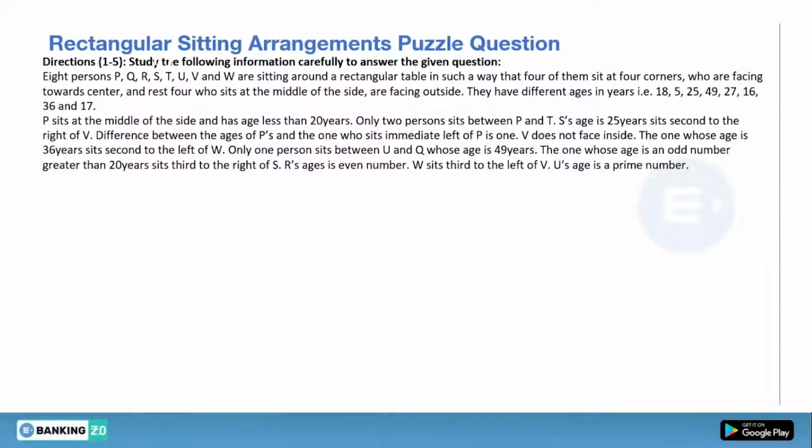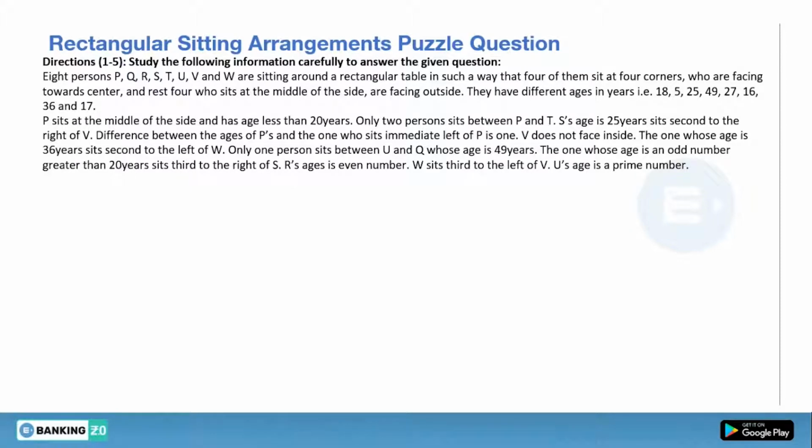Questions number 1 to 5 are based on the rectangular sitting arrangement. So let's start. 8 persons P, Q, R, S, T, U, V, W are sitting around a rectangular table in such a way that 4 of them sit at the corners facing the center, and the rest 4 sit at the middle of the sides facing outside the center. They have different ages: 8, 5, 25, 49, 27, 16, 36 and 17.